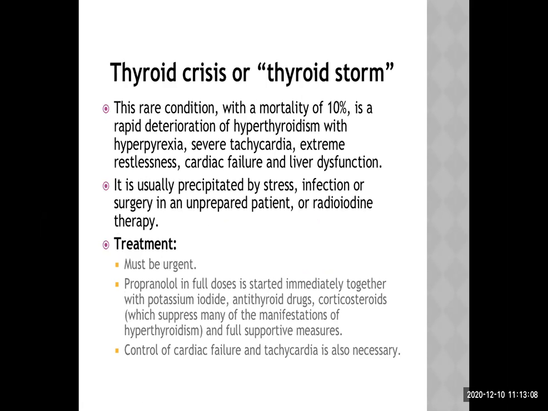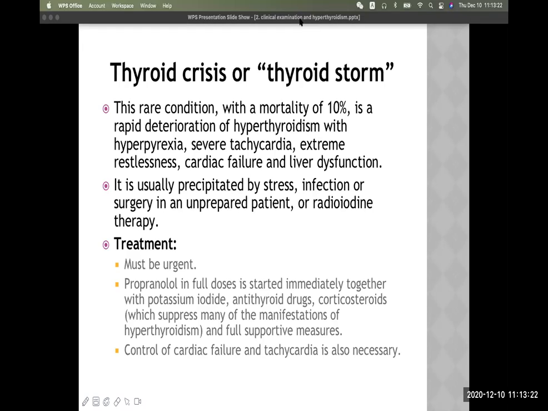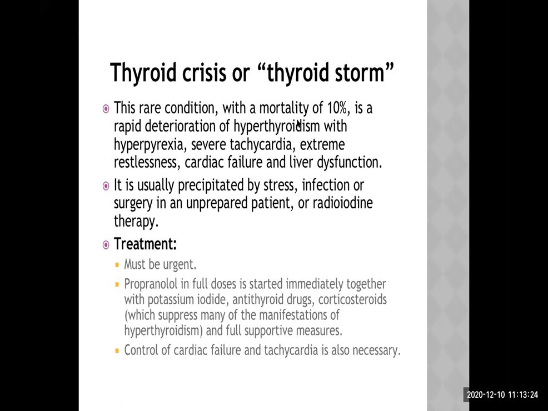Now, the last part of this particular lecture is the thyroid crisis or thyroid storm. What do you mean by that? So let's talk about it. This is a rare condition with a mortality of 10%. So it has a mortality of 10%. That's why it is an important one. It is a rapid deterioration of hyperthyroid condition with hyperpyrexia, severe tachycardia, extreme restlessness, cardiac failure, and liver dysfunction.